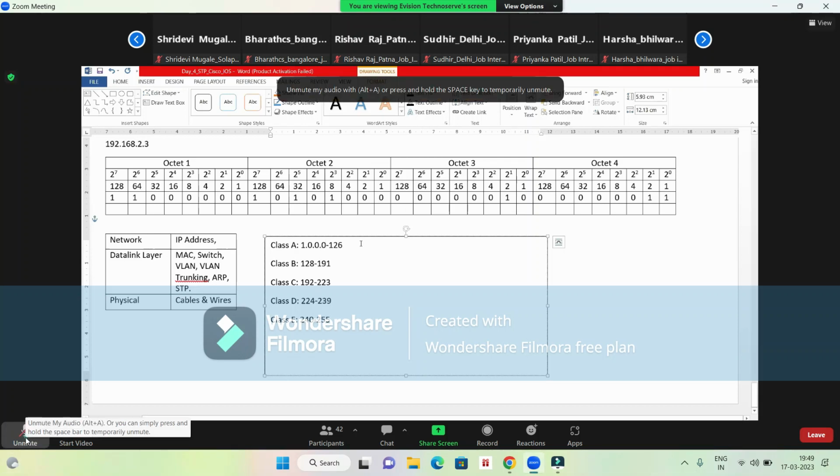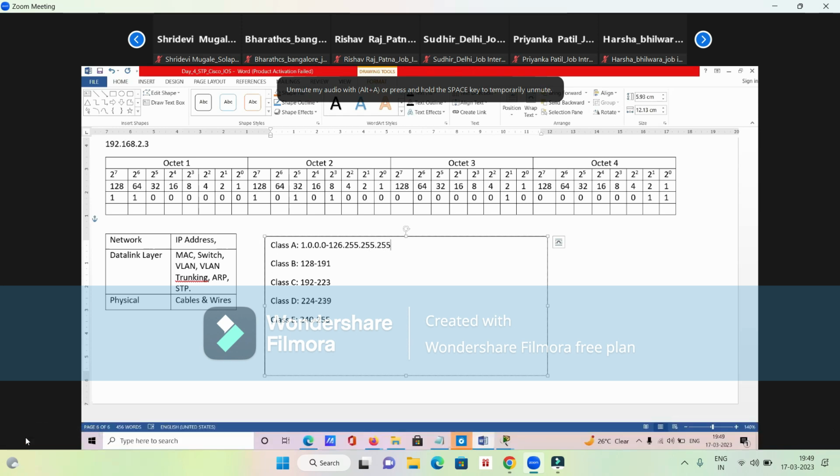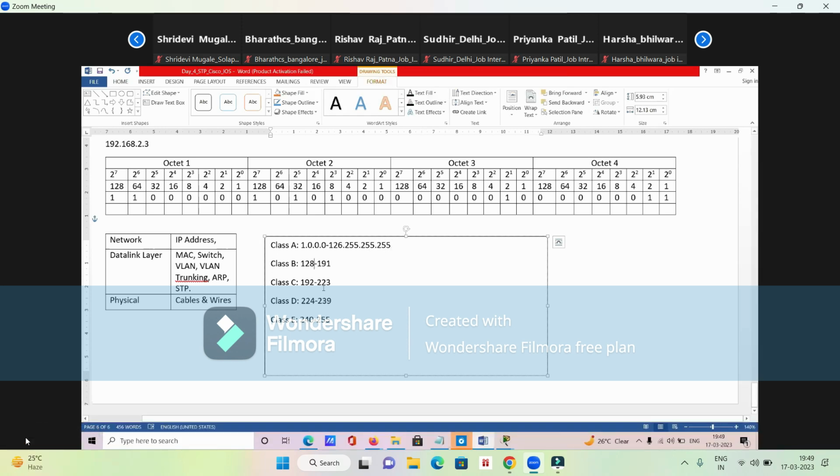0.0.0, and it was something like this I was expecting. Okay, you have taken the shortcut method. ठीक है चलो, I don't want the shortcut method.